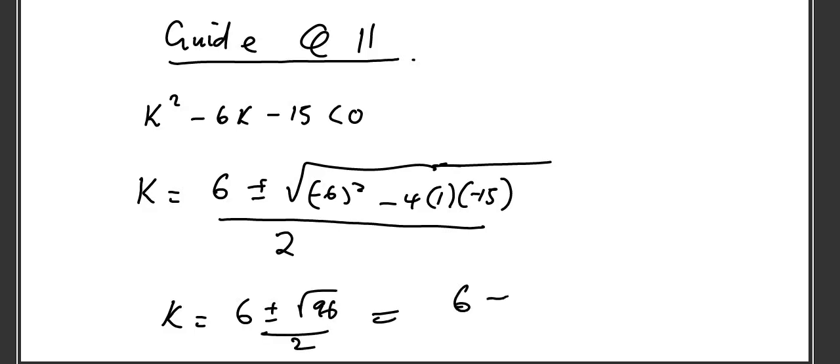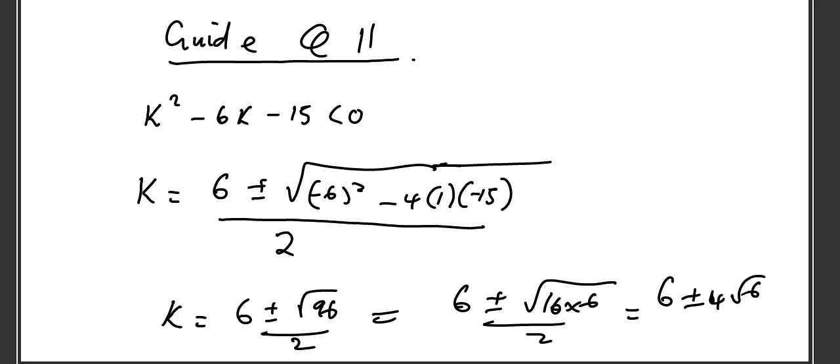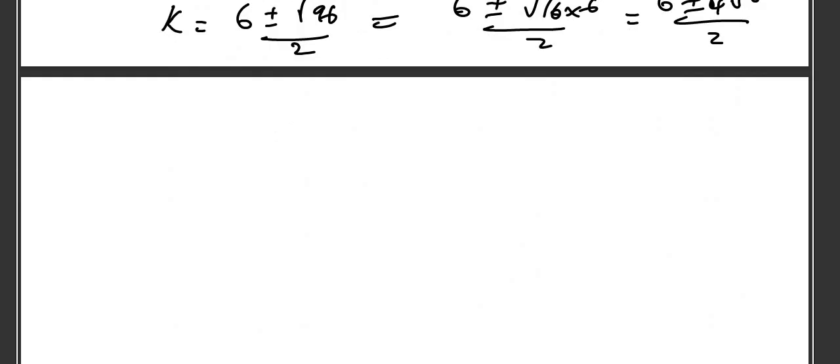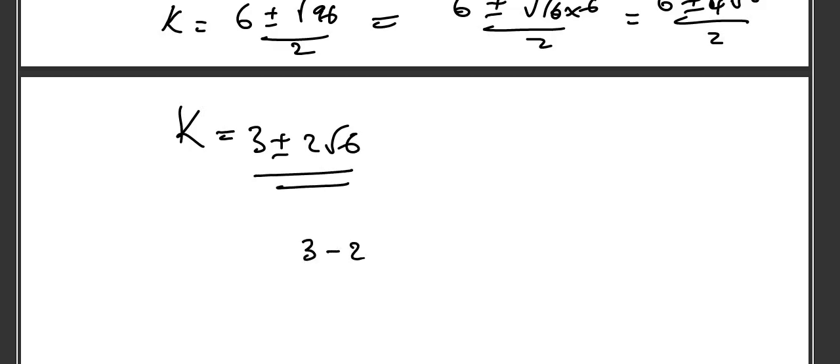So this is the same as 6 plus or minus the square root of 16 times 6, then over 2. This will just be 6 plus or minus 4 root 6, then over 2. And this can be written as k is equal to 3 plus or minus 2 root 6. So now you have to test the answers. There is 3 minus this, and then there's also 3 plus 2 root 6.